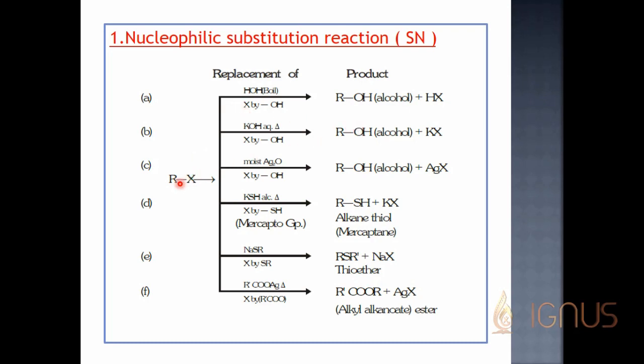Here, if we treat alkyl halide with moist Ag2O, X is replaced with OH to give alcohol. Or you can treat RX with alcoholic KSH to give alkane thiol. There are some other important nucleophilic substitutions, like reaction of RX with a silver salt of fatty acid. Ag will combine with X to give AgX and this RCOO minus will react with R plus to give RCOOR. It is an ester. It's a formation of ester from alkyl halides. Note down all these reactions are very important.